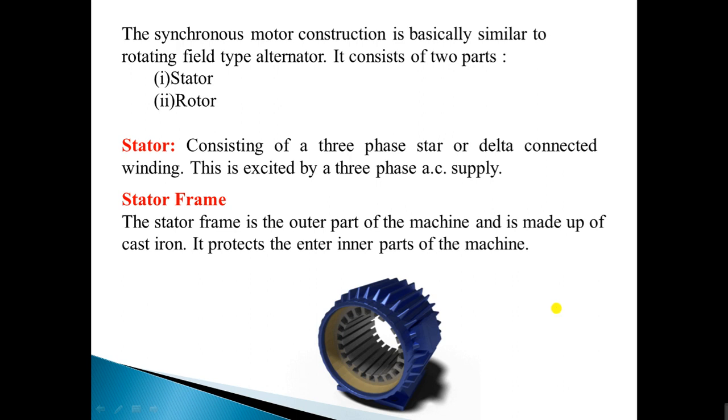So it consists of two parts: one is the stator, another one is the rotor. In general, the stator consists of a three-phase star or delta connected winding, excited by a three-phase AC supply. The first one is the stator frame, the outer part of the stator. It's made up of cast iron, so it protects the entire inner parts of the machine.